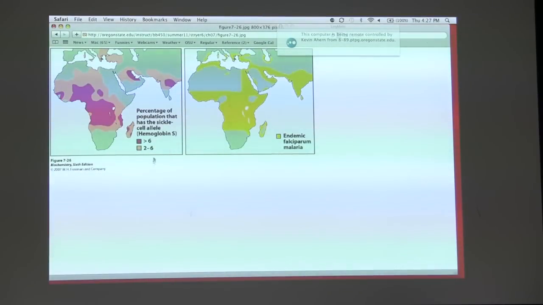And there you can see the percentage of the population. You can see this is the falciparum malaria. There are different types of malaria, by the way, but this overlays very interestingly over the same locations that have exposure to it. Okay. Questions about that?